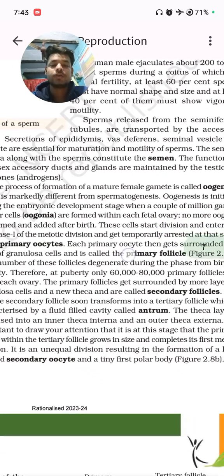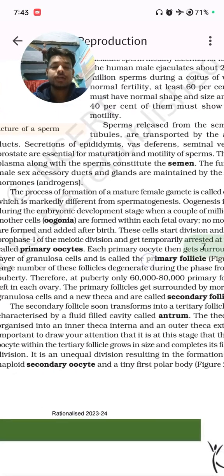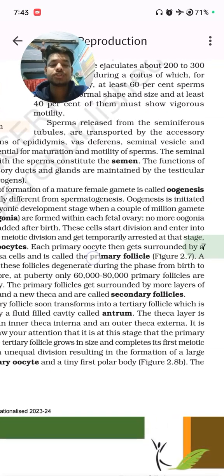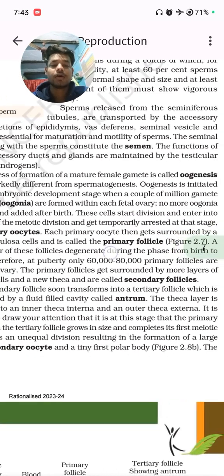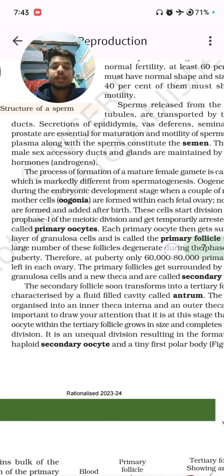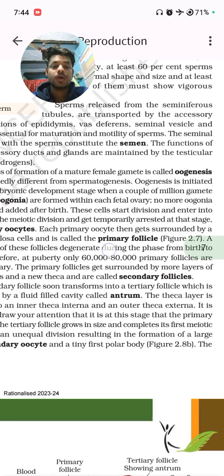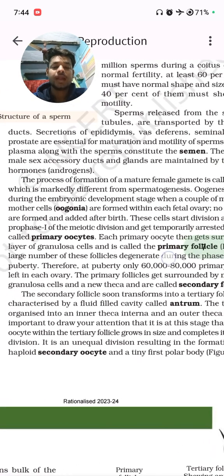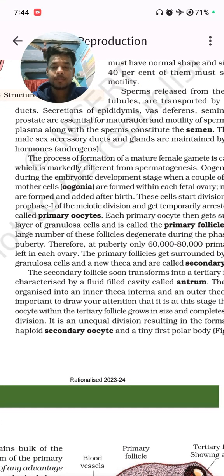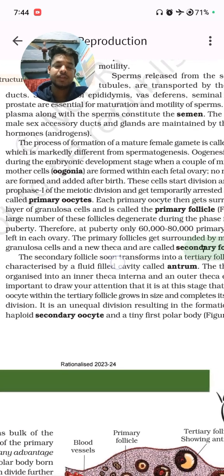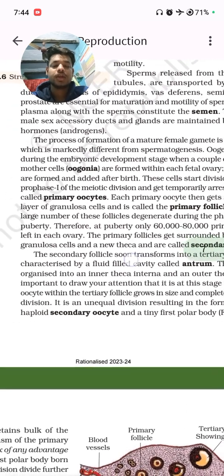The process of formation of a mature female gamete is called oogenesis, which is markedly different from spermatogenesis. Oogenesis is initiated during the embryonic development stage when a couple of million gamete mother cells, oogonia, are formed within each fetal ovary. No more oogonia are formed or added afterward. These cells start division and enter into prophase I of the meiotic division and get temporarily arrested at the stage called primary oocytes.